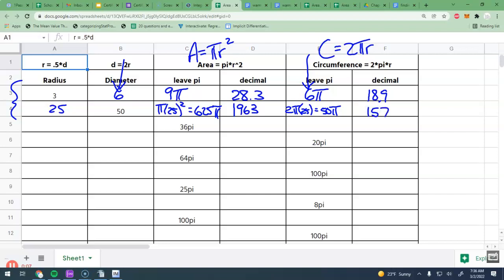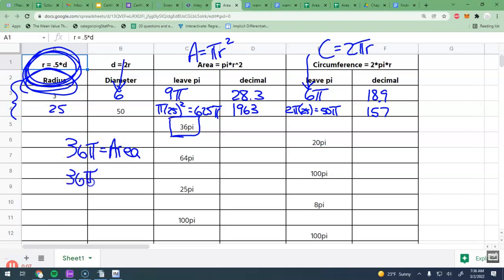Question on those first two rows? That's going in the traditional forward direction, I guess. Well, if I give you something over there, what I always think is by far the easiest is to find the radius first. So if I give you 36 pi, you know 36 pi equals the area, which means 36 pi equals pi r squared. That's the formula for area.